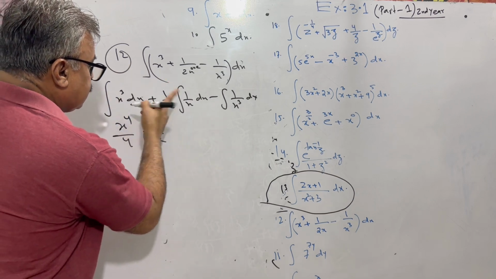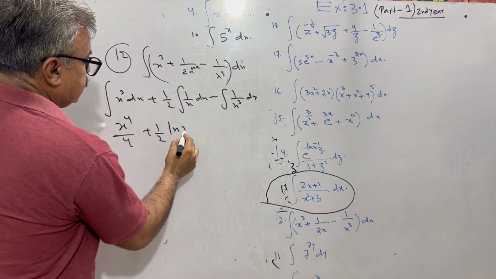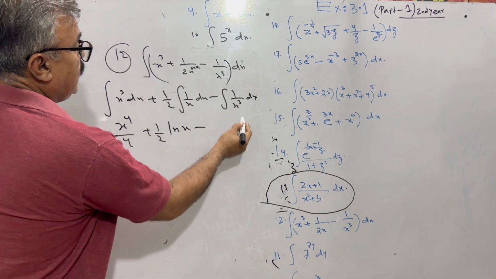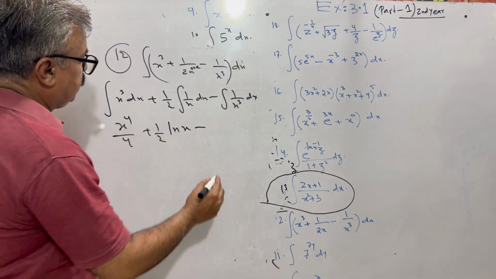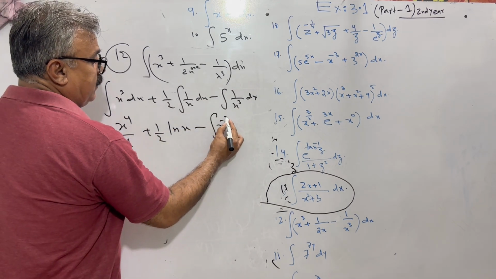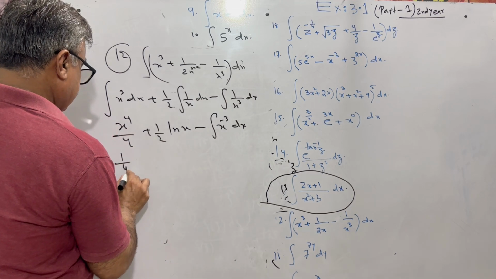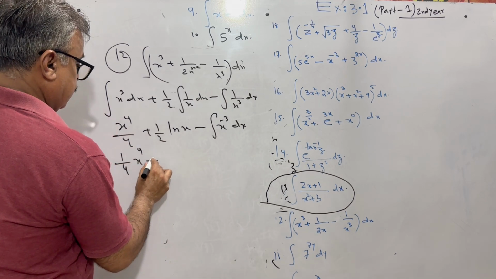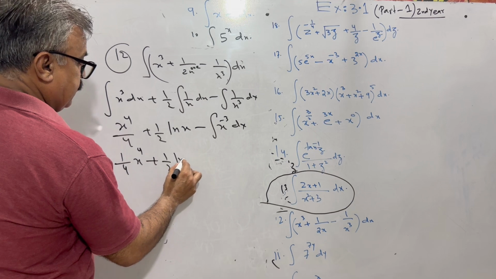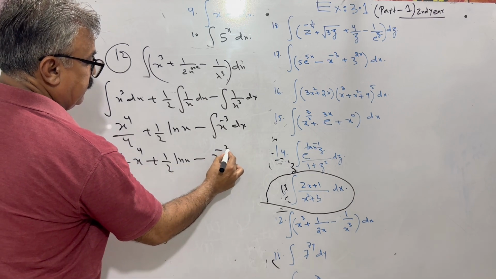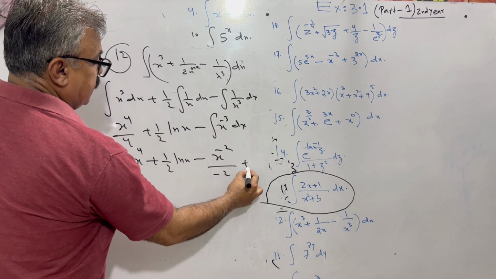It is the differentiation of ln x. Its integration is ln x. Minus, the power is not 1. Simply, we shift it into the numerator and add 1 to the power. It can be written as 1 over 4 times x^4 plus 1 over 2 ln x. Add 1 to the power, it will become minus 2, dividing by minus 2, plus c.